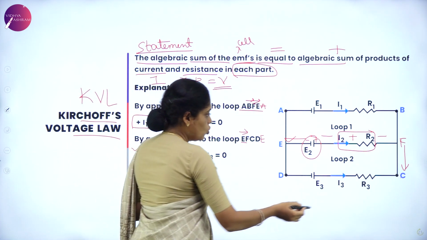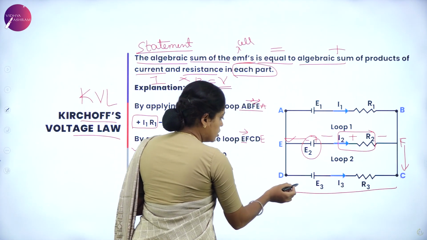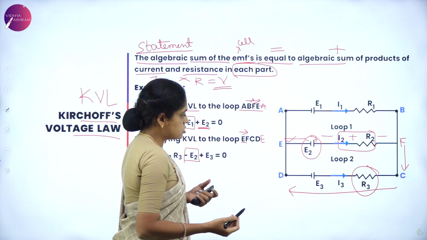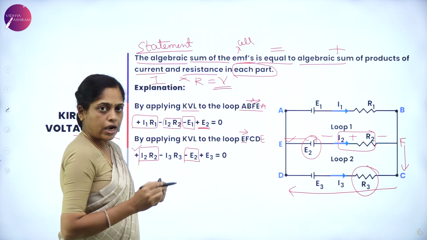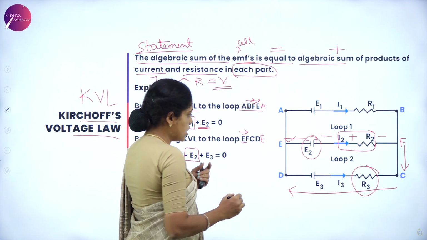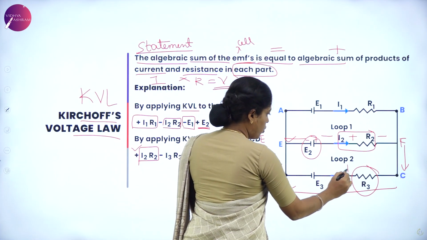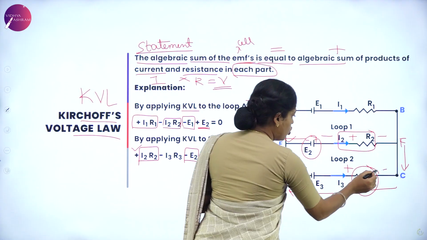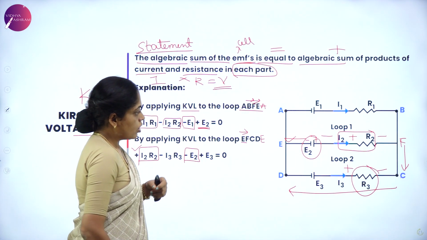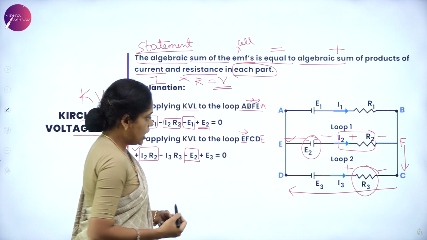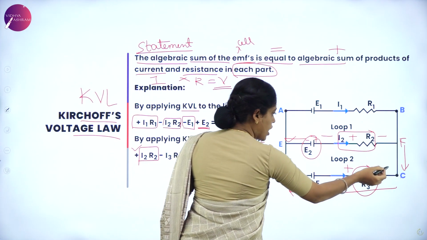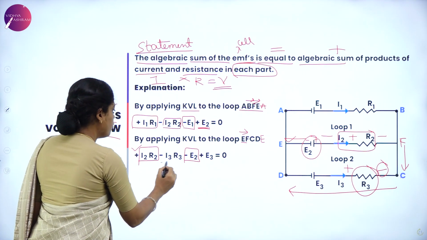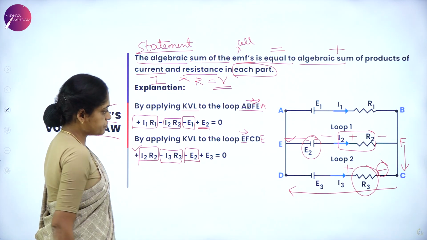Then C to D, in between these 2 points, we have the resistor R3. The current through this is I3. The current is from D, so point D is the high potential and point C is the low potential point. From C to D, we are moving where the first sign I reach is negative. So negative of I3 R3.